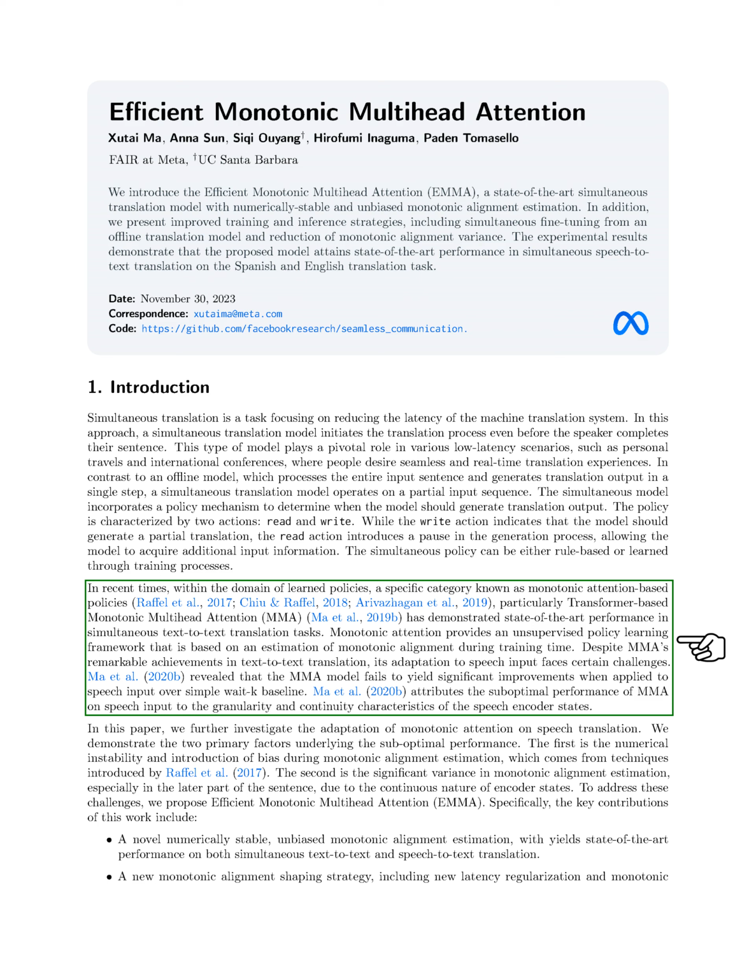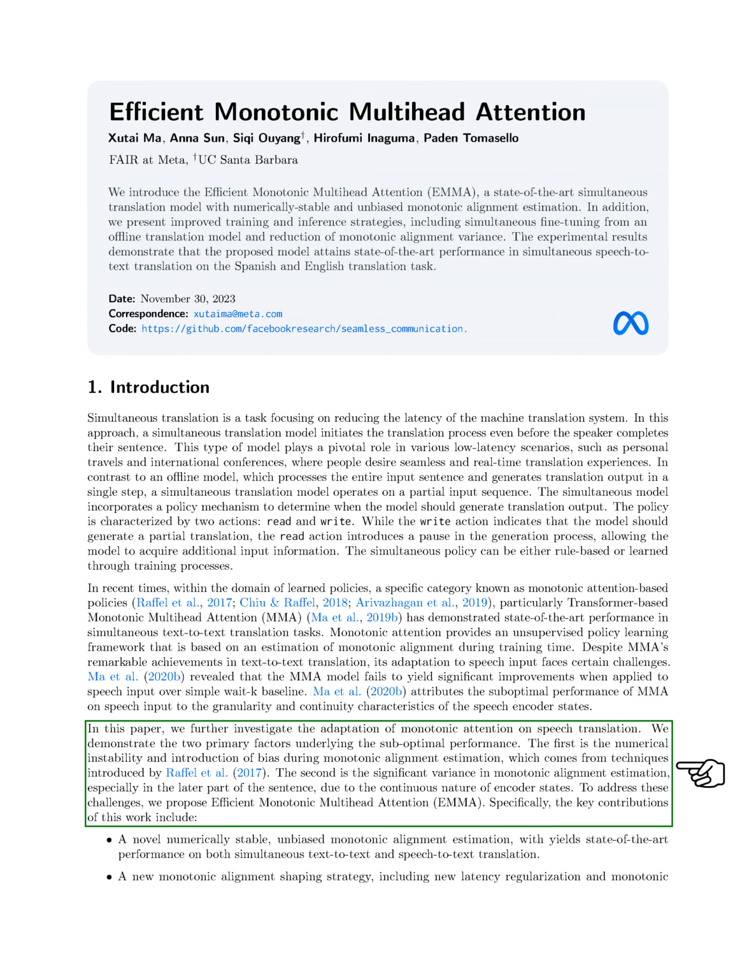Recently, a type of learned policy called monotonic multihead attention, MMA, particularly the transformer-based version, has shown excellent results in simultaneous text-to-text translation tasks. MMA uses an unsupervised policy learning framework that estimates monotonic alignment during training. However, when applied to speech input, MMA doesn't perform as well. This is due to the unique characteristics of speech encoder states.